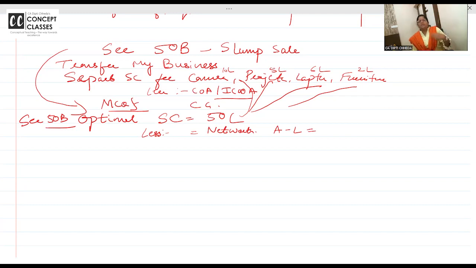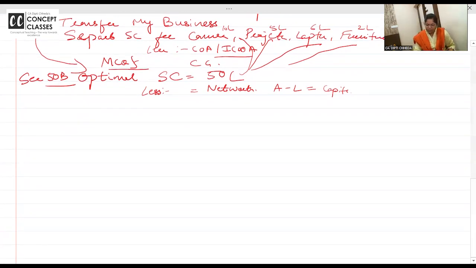Which value? The day I give. What is that called? Net worth. Assets minus liabilities is capital. And for a company, capital plus reserves and surplus is net worth. We use this in ratios and all. So from the sale consideration, deduct the net worth. Now, ma'am, shall we do indexation? The answer is no indexation. If you are going for this method, there is no need to do any indexation.